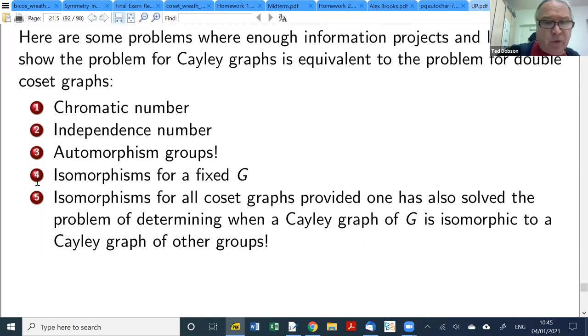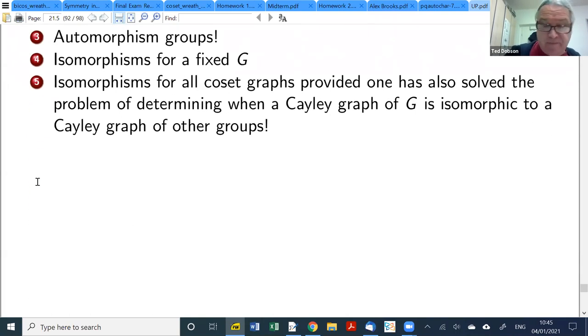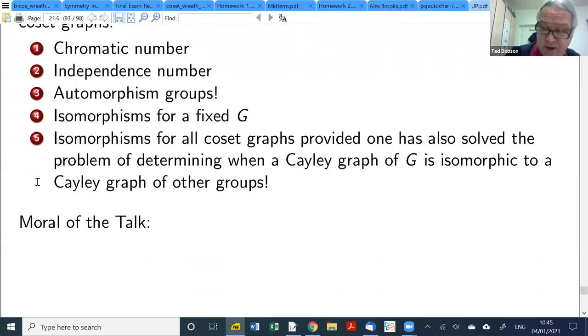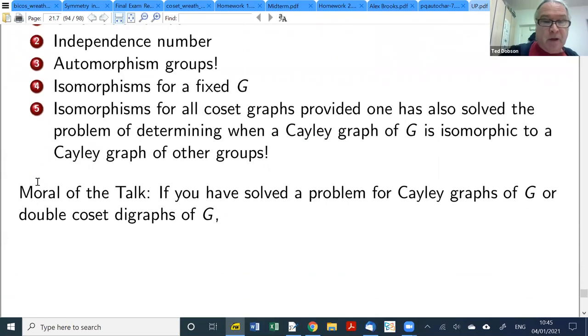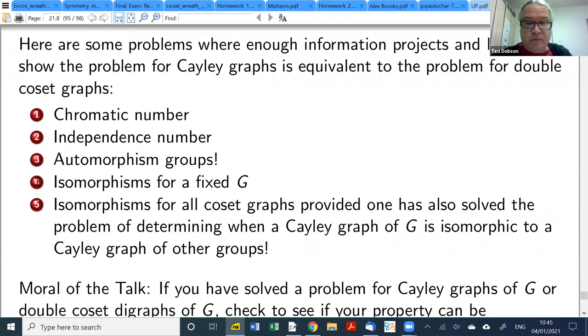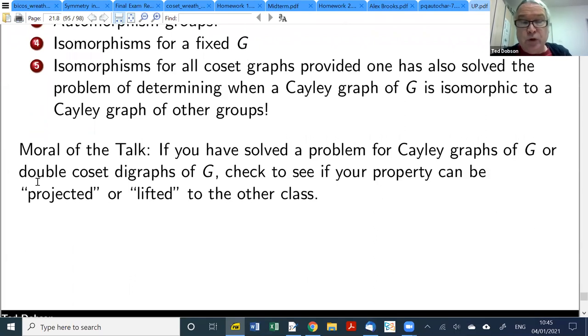There's a moral to the story. If you've solved the problem for Cayley graphs of P or double cosets of P, you should check to see if your property can be lifted or projected to the other class, i.e., we should just routinely, if we discover something about Cayley graphs or coset graphs, see if we can, if we've solved the problem in the other, for the bigger class or the smaller class, whichever one you prefer.